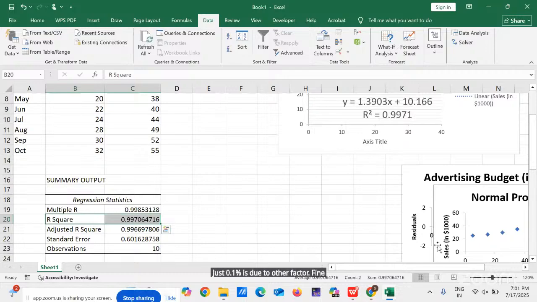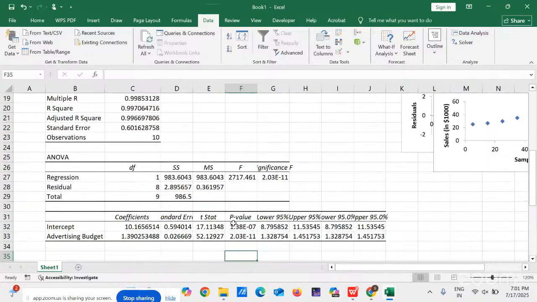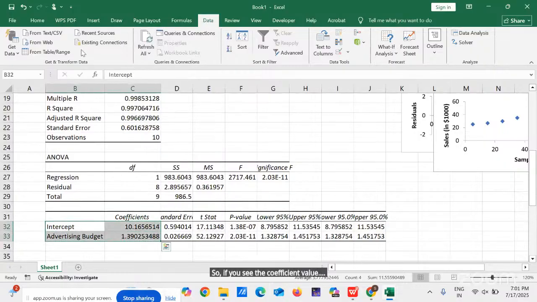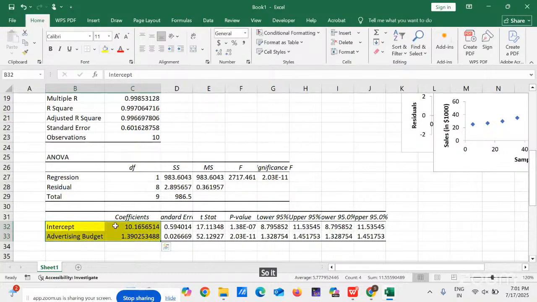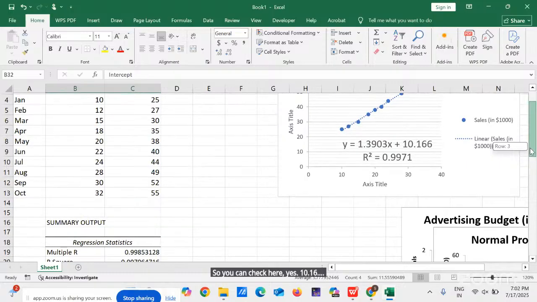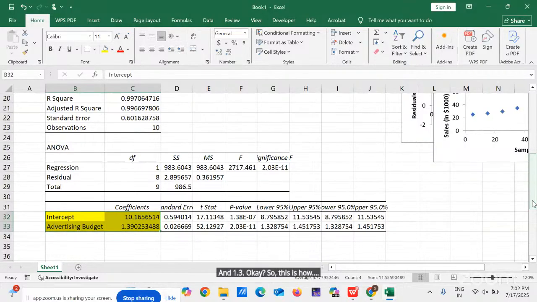Fine. Next, coming to the model which is obtained directly in the graph, let's see the coefficient values in our output. If you see the coefficient values, it is 10.165, that is beta naught, and 1.39, beta 1. You can check here, yes, 10.16 and 1.39. Okay, so this is how we get the coefficients for this regression model using the tool pack.